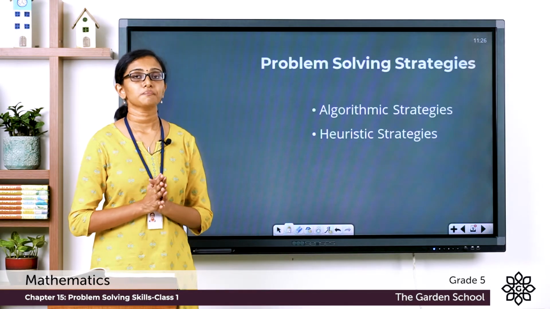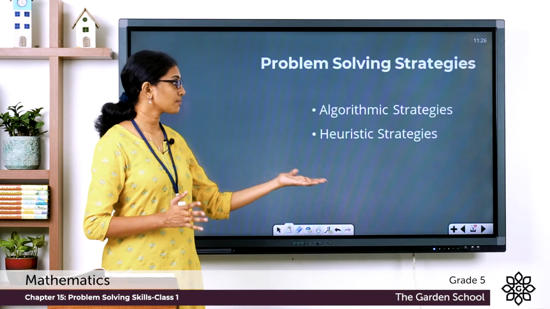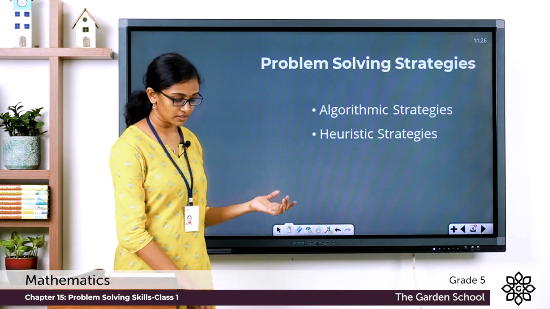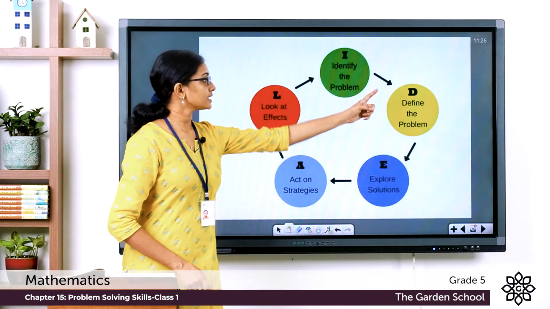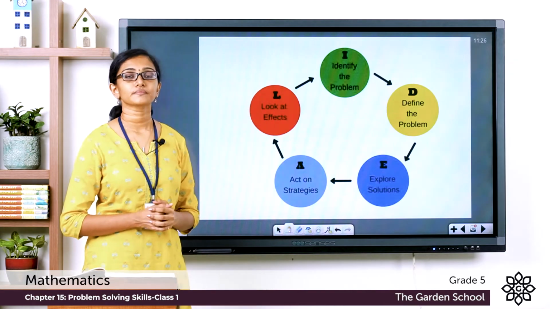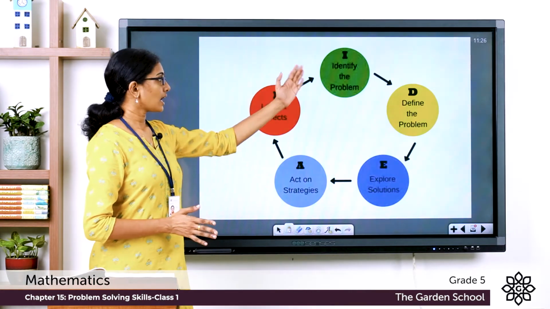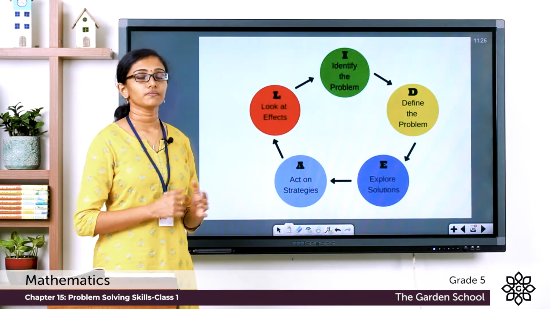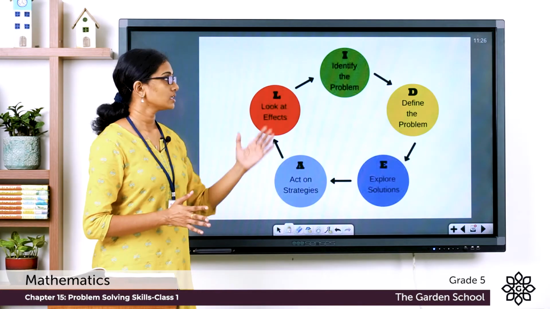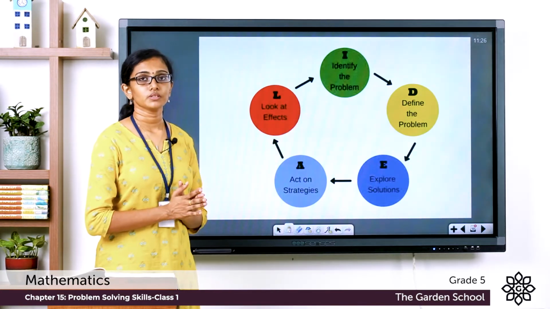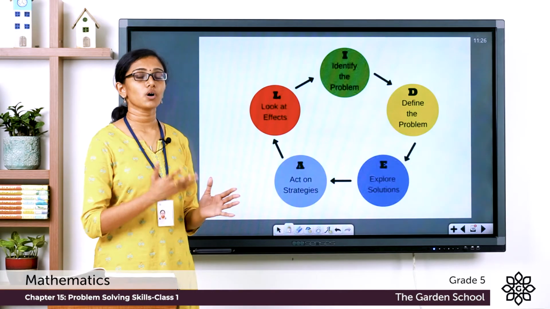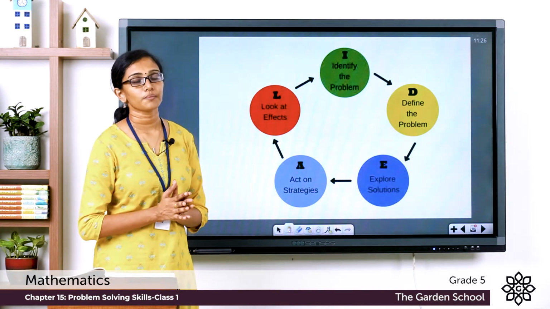So one of the most popular and common methods used among heuristic strategies is called IDEAL, I-D-E-A-L. It stands for I for identifying the problem. First you identify the problem, then D, define the problem. You define the problem or define the goal. What should be found out from the problem.